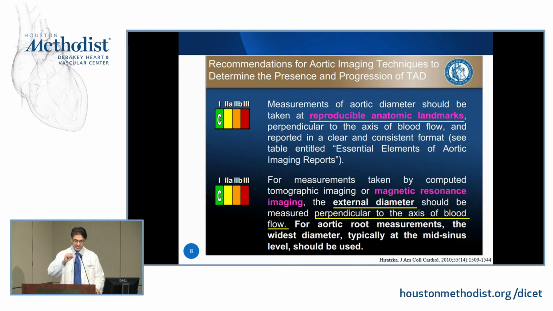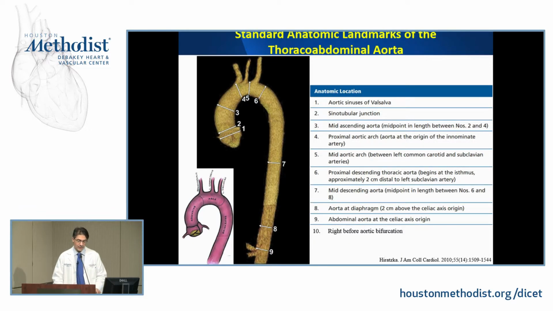They should be the external diameter, so the outer wall to the outer wall, and you have to be perpendicular to the axis of flow. So, we'll come back to all of this. So where are your standard anatomical landmarks for describing the aorta? This is all well described in the literature.